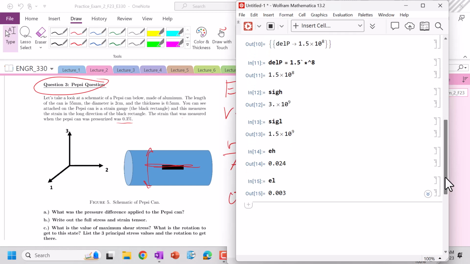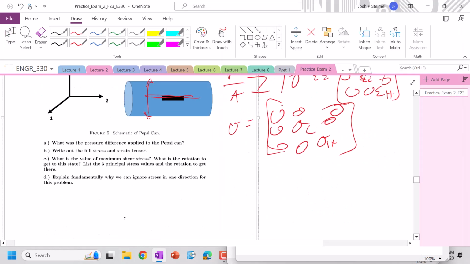What's the value of maximum shear stress? That's always going to be in the plane, sig H minus sig L divided by 2, and here in the 2. What's the rotation to get this state? 45 degrees. List the three principal stress values and the rotation to get there. Rotation is 0. Sigma 1 is always sigma H. Sigma 2 is always sigma L. Sigma 3 is going to be 0.